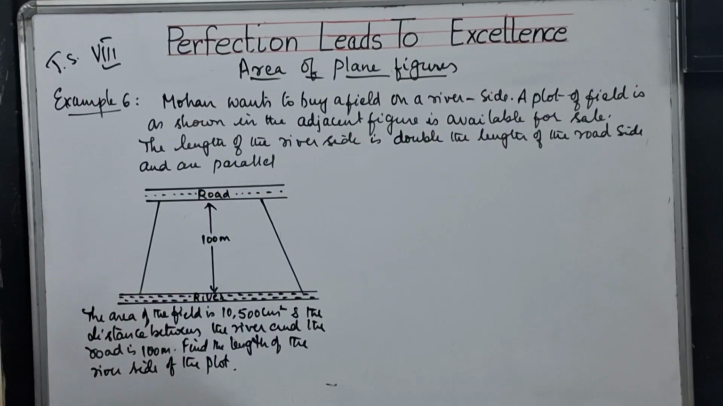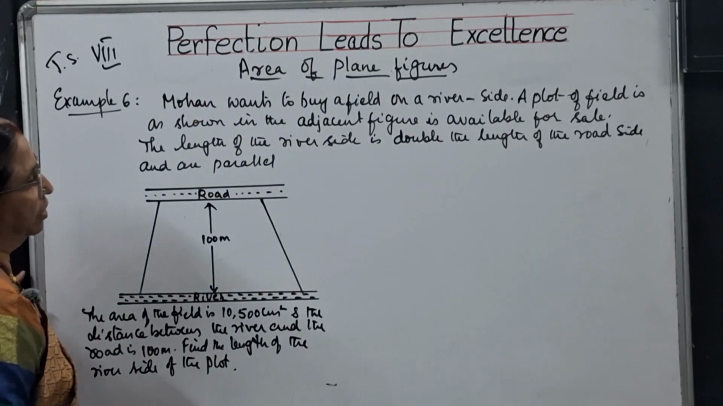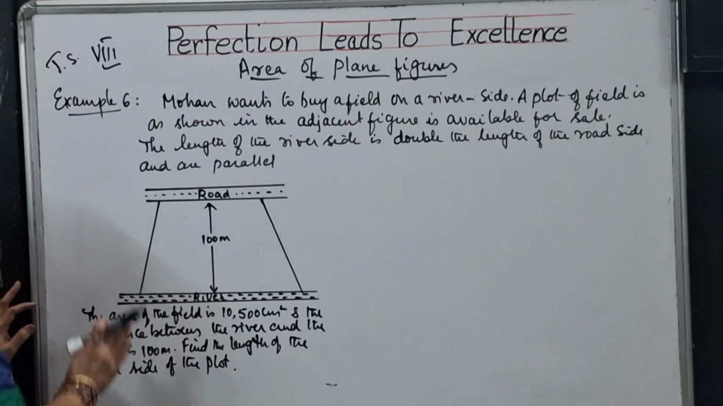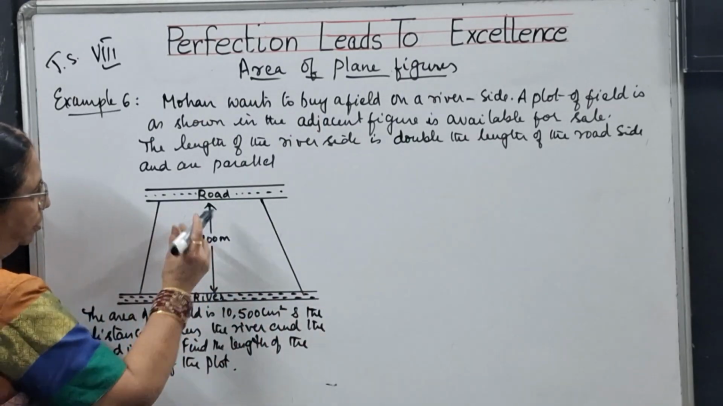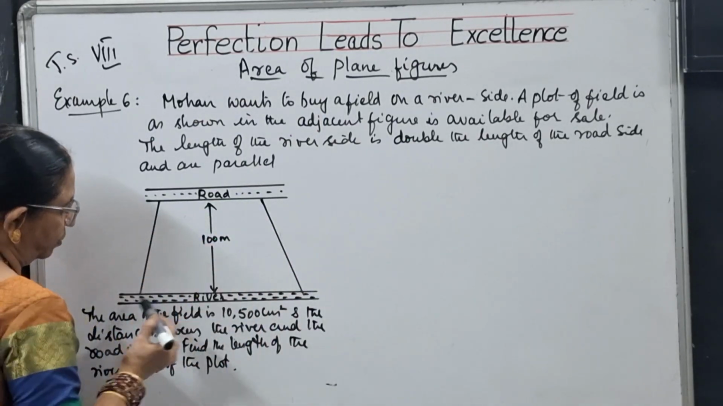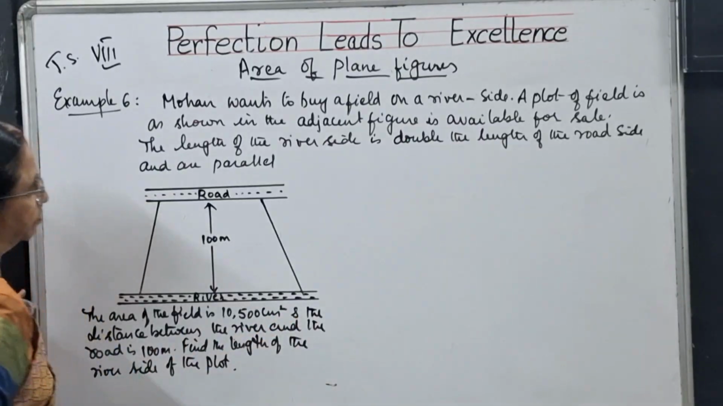Now, example 6, children. Mohan wants to buy a field on a river side. A plot of the field, as shown in the adjacent figure, is available for sale. This is the plot that is available. This side is road. This side is a river.